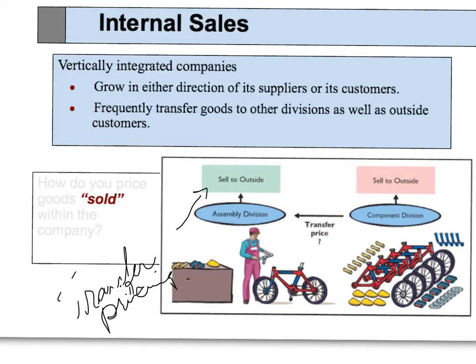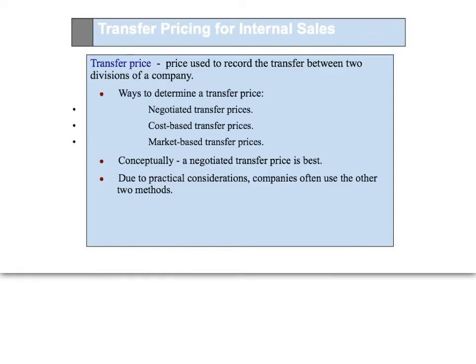How do I establish that? Well, there are usually three ways to determine the transfer price. One, negotiated transfer pricing. That is, a price determined through agreement between the two managers involved. Using the negotiated transfer pricing approach, a minimum transfer price is established by the selling division, and we will look at an example of that, and the maximum by the purchasing division.